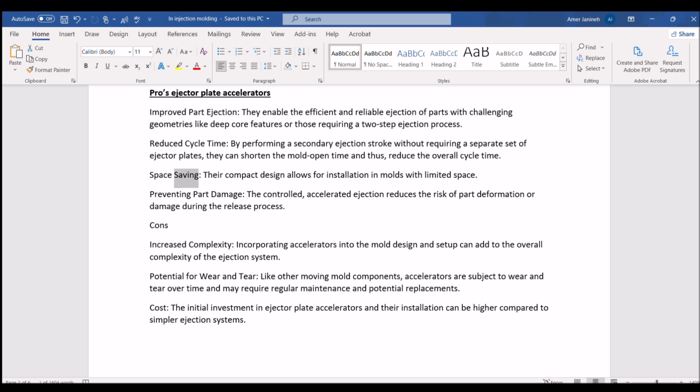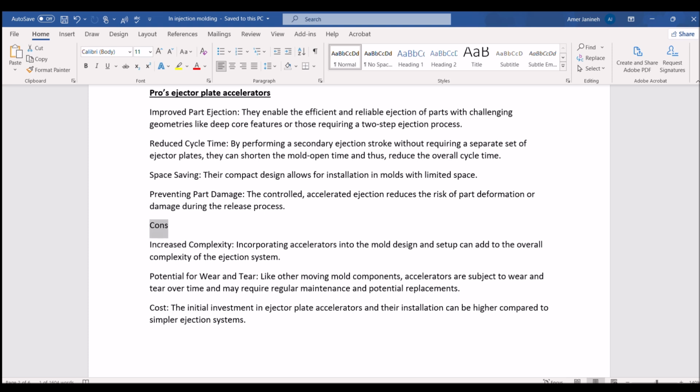Space saving: their compact design allows for installation in molds with limited space. Preventing part damage: the controlled, accelerated ejection reduces the risk of part deformation or damage during the release process.